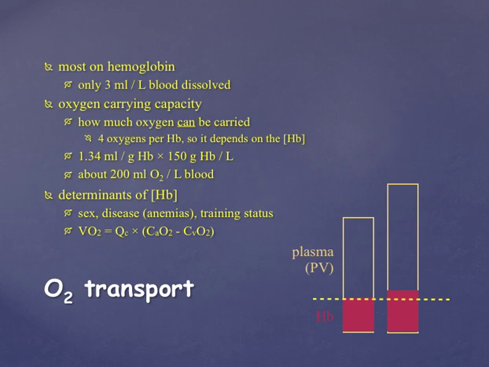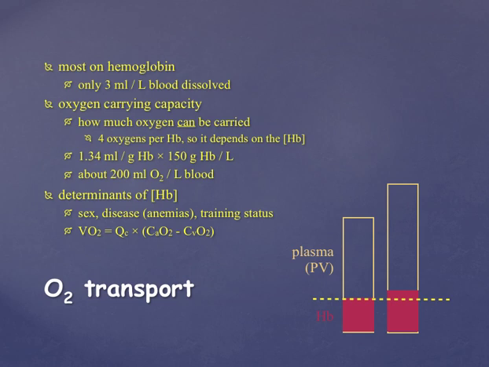So what becomes important for us are the determinants of hemoglobin concentration. What determines how much hemoglobin we have? What affects how much hemoglobin we have? This will affect how much oxygen we can carry in the blood. Well, here are 3 factors. The first, women tend to have, on average, 10% less hemoglobin than men.